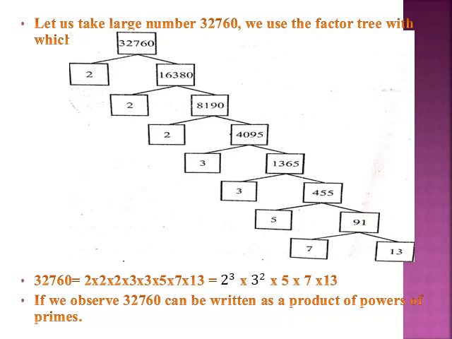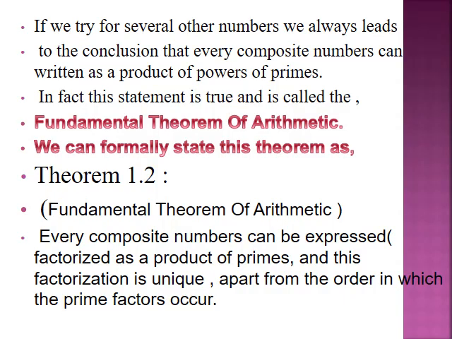So if we observe, 32,760 can also be written as a product of powers of only prime numbers. If you try for several other numbers, we always reach the conclusion that every composite number can be written as a product of primes. This statement is true and is called the fundamental theorem of arithmetic, which we can formally state as Theorem 1.2, the fundamental theorem of arithmetic.